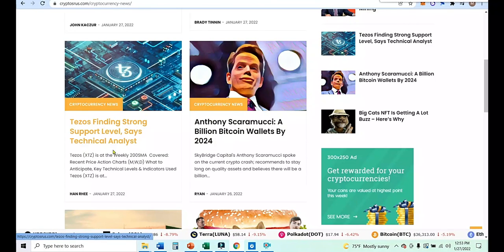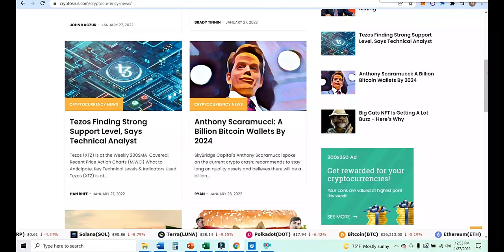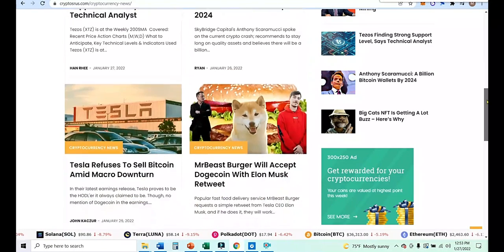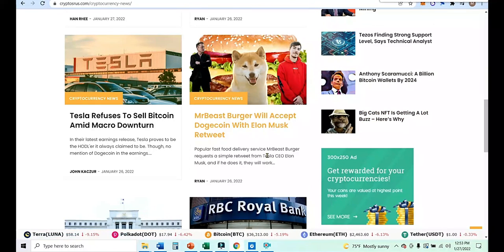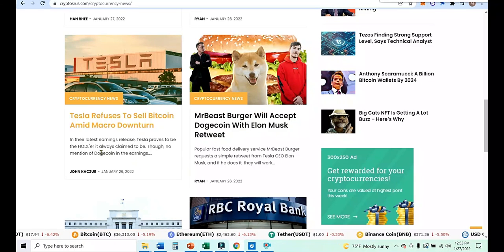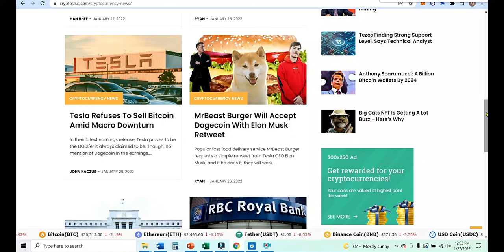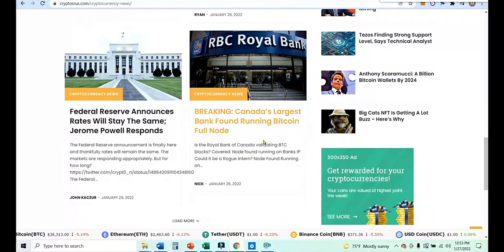Tezos finding strong support level. So technical analysis. No, that's wrong. You're good. Mr. Beast Burger will accept Dogecoin with Elon Musk retweets. Is that the popular fast food delivery service, Mr. Beast Burger? Oh, okay. Request a simple retweet. All right, great. Tesla refuses to sell Bitcoin. That's great. Oh, here's the one. Okay. Oh, Canada. There you go.